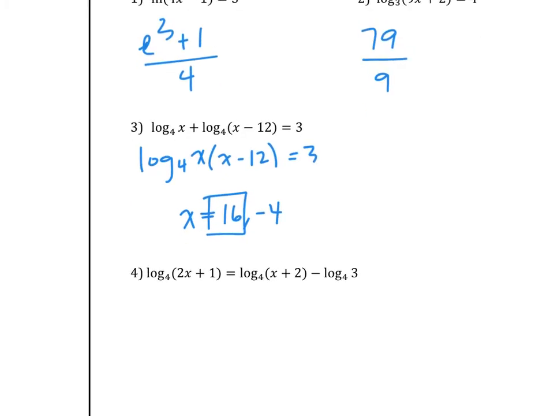Number 4 is the same thing. If you just distributed a base 4, that will not work. You have to combine it into one log. So that is x equals negative 1/5.